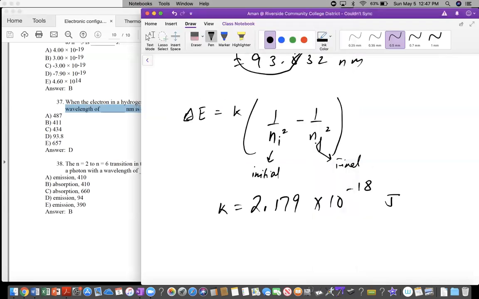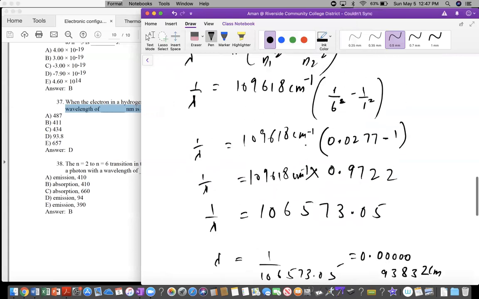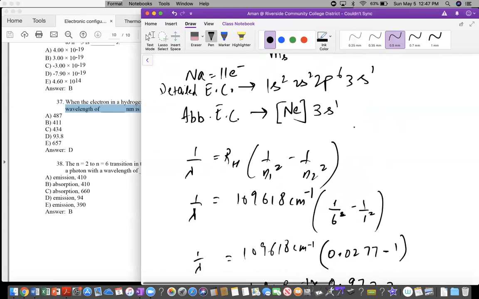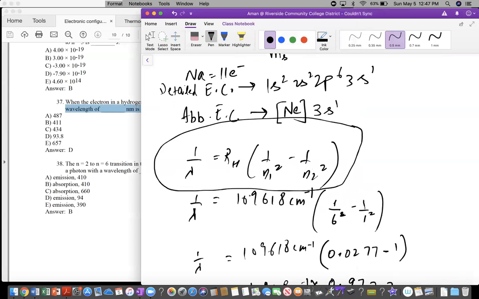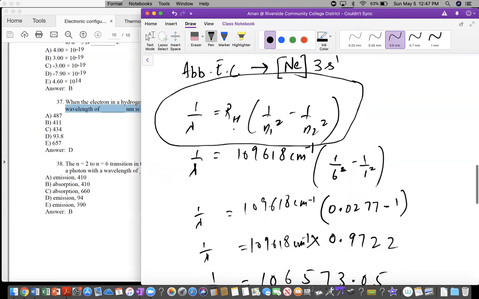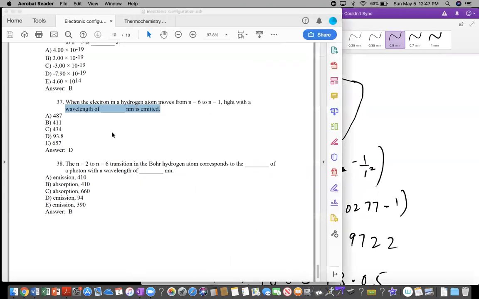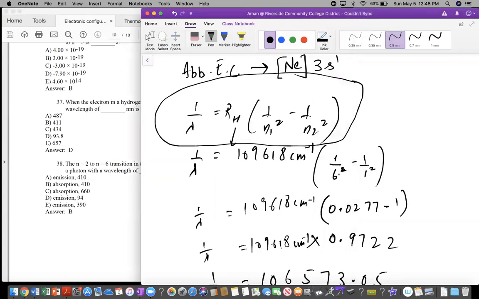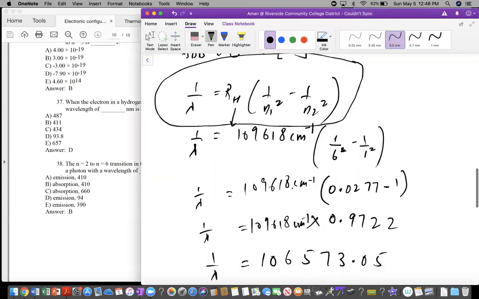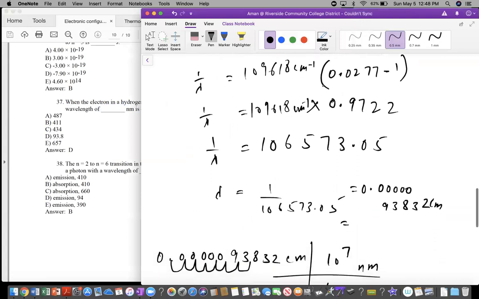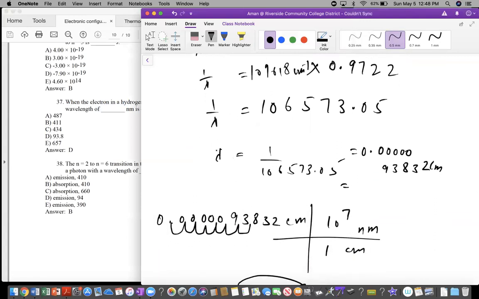The only equation that we learned that connects that is this equation right here. 1 over lambda is RH (1 over N1 squared minus 1 over N2 squared). RH is a constant. You're given this number. And then you're given here that it's going from 6th floor to the 1st floor. So you just plug in those numbers here. After that, it's just math. You're solving everything. You got 1 over lambda equals that number.